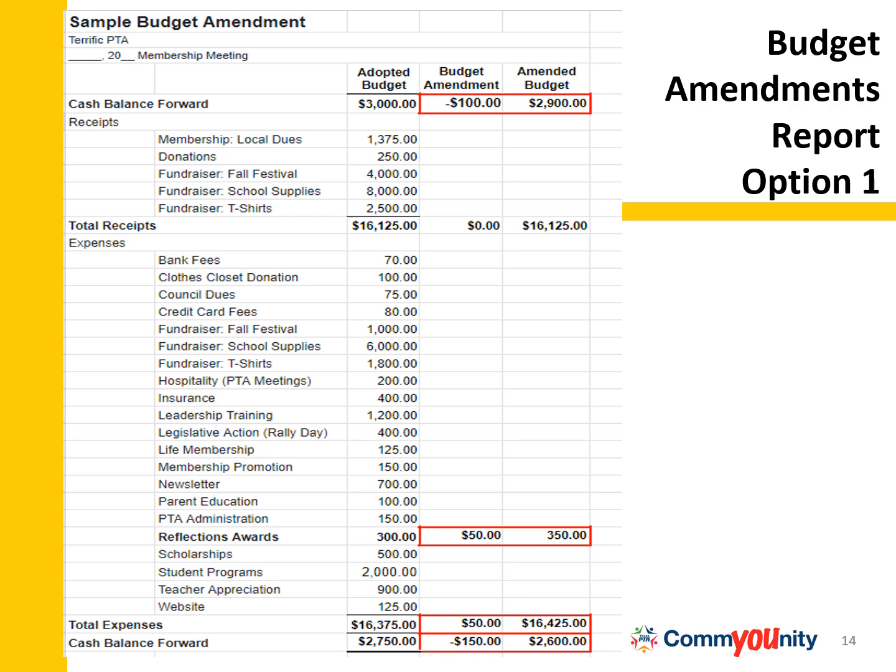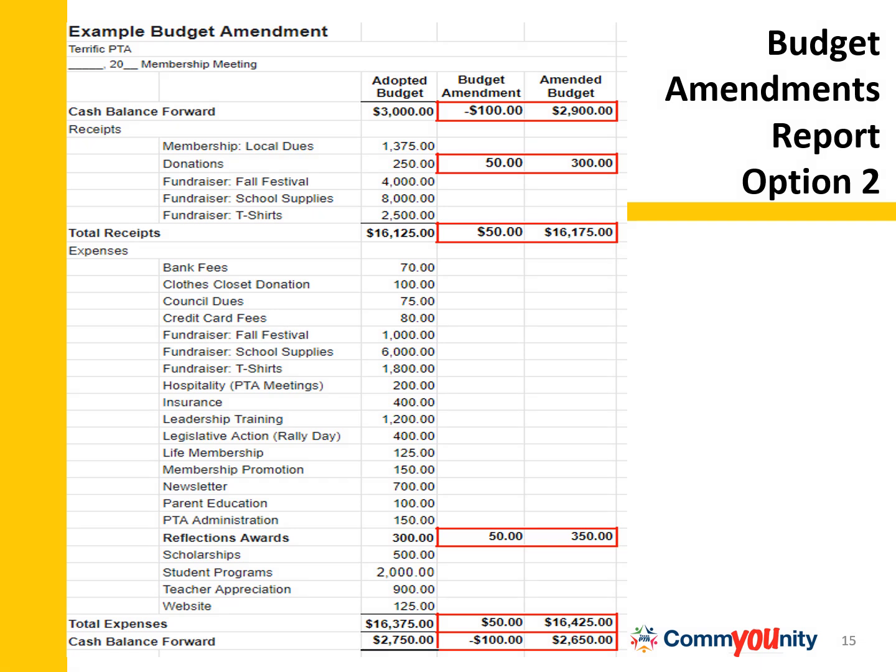The Reflections Committee has asked for an additional $50, and no other committees are in need of additional funds. So the Reflections budget amendment is $50 for a total amended budget of $350. The ending cash balance forward is adjusted down by $150. The total of the $100 decrease in the beginning cash balance forward and the additional Reflections expense of $50, resulting in an amended ending cash balance forward of $2,600.